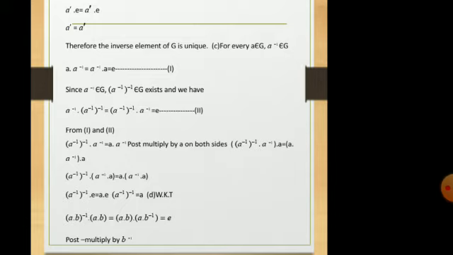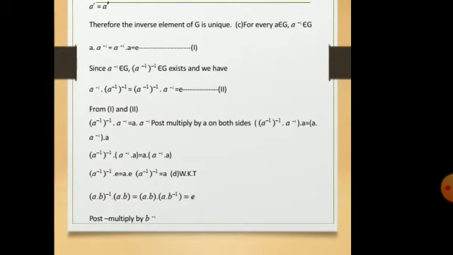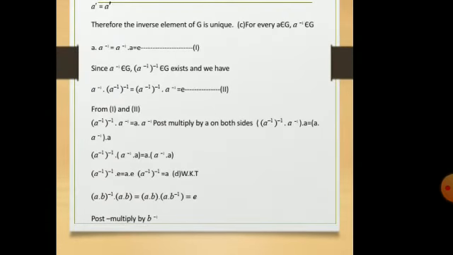After post-multiplying by A, we are associating A inverse and A, which is nothing but E. So, we are getting (A inverse) whole inverse is equal to A. The fourth subdivision: we know that (AB) whole inverse dot AB is equal to AB dot (AB) inverse, that is equal to E. Now, post-multiply by B inverse.